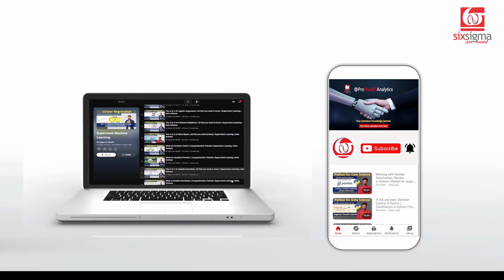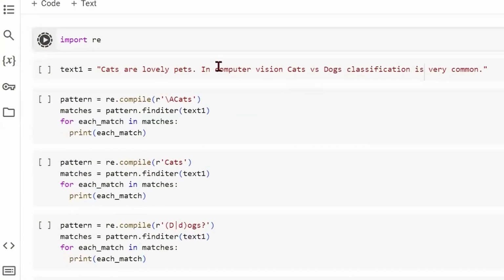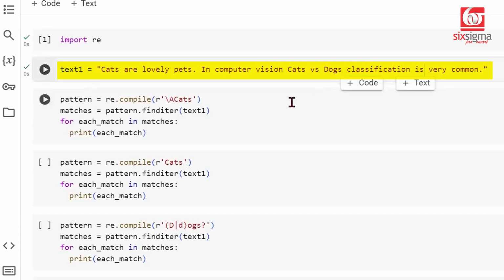Let's get started. In our previous video, we talked about the special sequences, and in this tutorial, we'll be talking about the applications, the hands-on aspect of it. So let's import the regular expression library. And let's say we come up with another string which says, cats are lovely pets. In computer vision, cats versus dogs classification is very common.